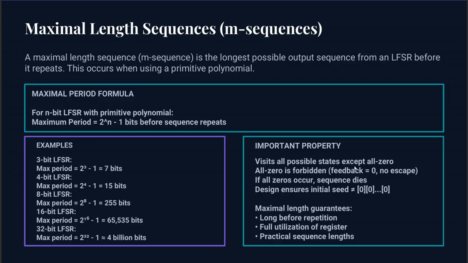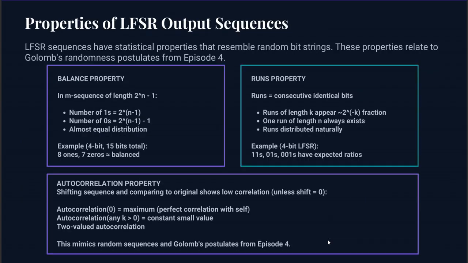One most important property of an M sequence is that all possible non-zero states are visited exactly once. The all-zero state must always be avoided. If the registers become all zero, the feedback remains zero forever and the sequence permanently stops. The maximal length sequence provides long period, efficient state utilization, and good pseudo-random characteristics.